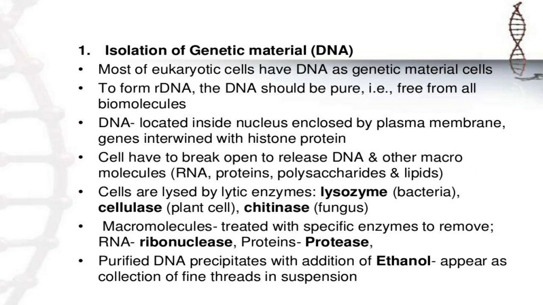Cells are lysed by lytic enzymes, for example, lysozyme for bacteria, cellulase for plant cells, and chitinase for fungus. Macromolecules are treated with specific enzymes to remove RNA, ribonuclease, and proteins, protease. Purified DNA precipitates with the addition of ethanol and appears as a collection of fine threads in suspension.